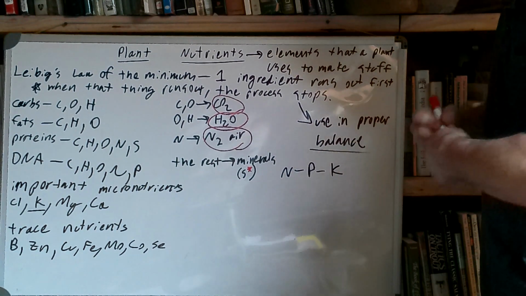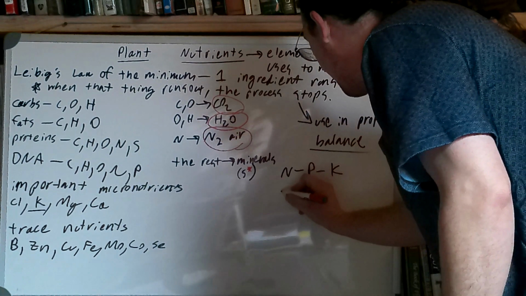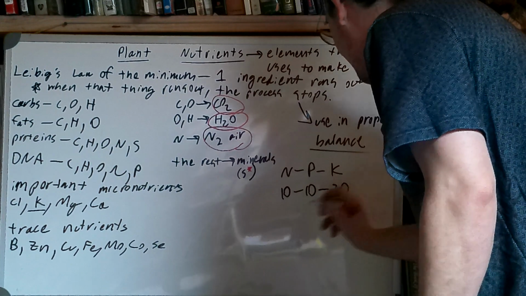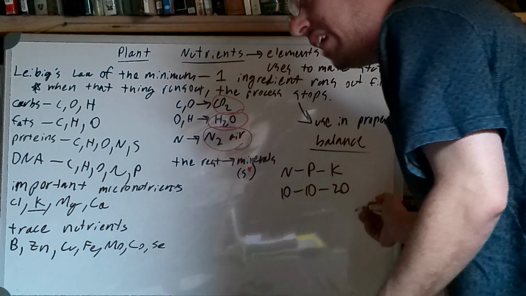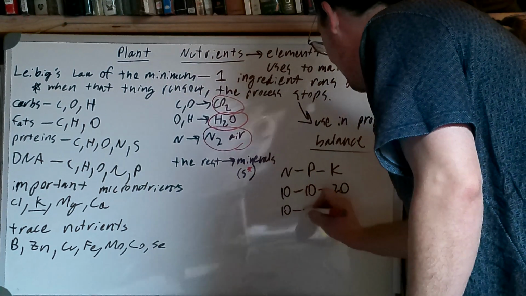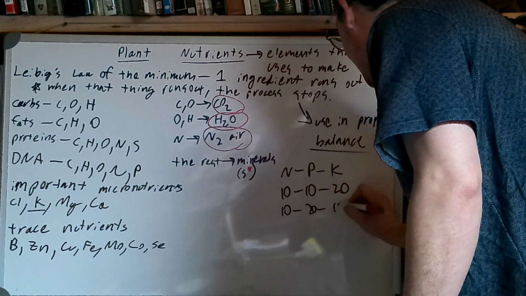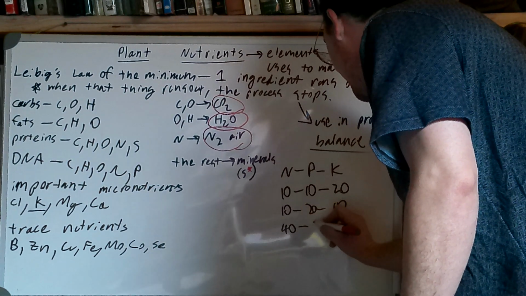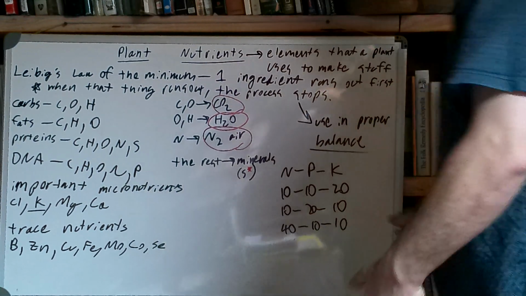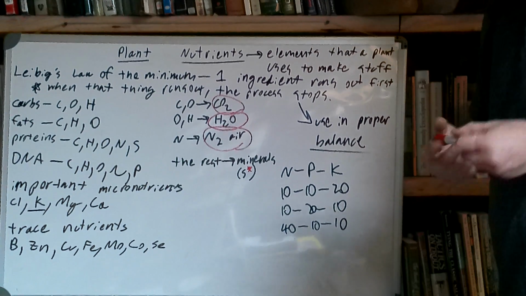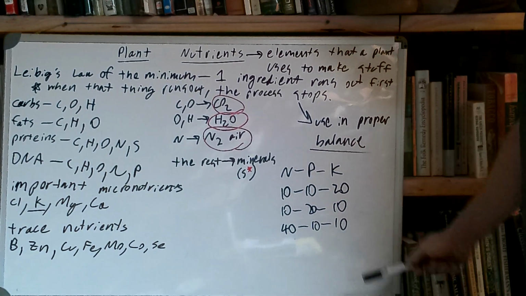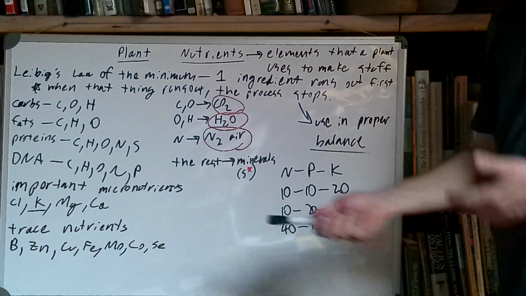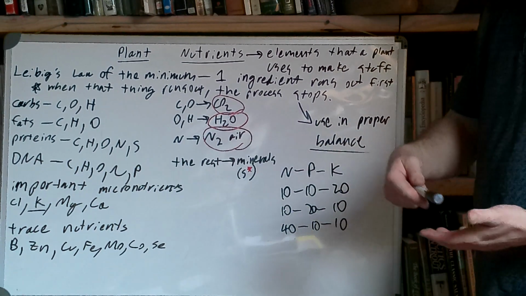And then when you buy a bag of fertilizer, you'll see some set of numbers, right? 10, 10, 20 is a common one. Triple 10 is a common one. 10, 20, 10 is a common one. 40, 10, 10, right? You get some set of numbers there, okay? What these NPK numbers are is the percentage of each of those three elements that is immediately available to the plants the day you put the fertilizer down or the week you put the fertilizer down. Okay?